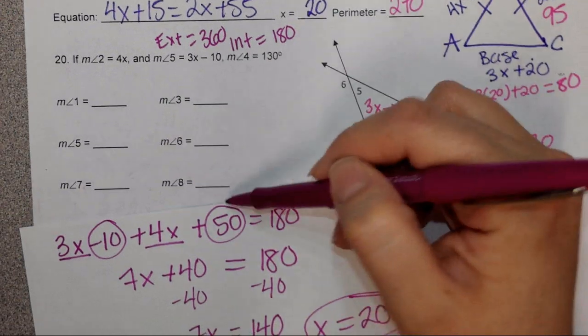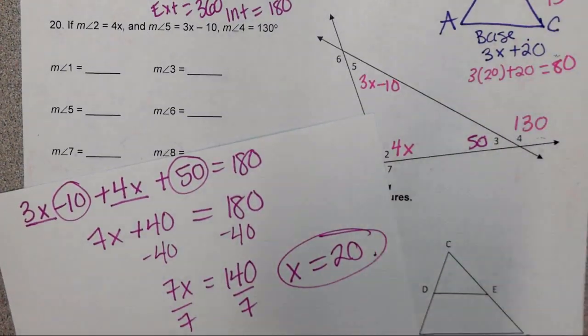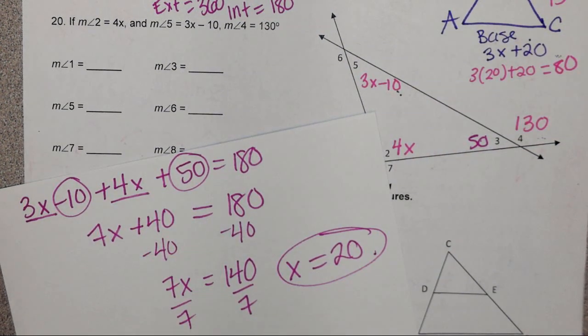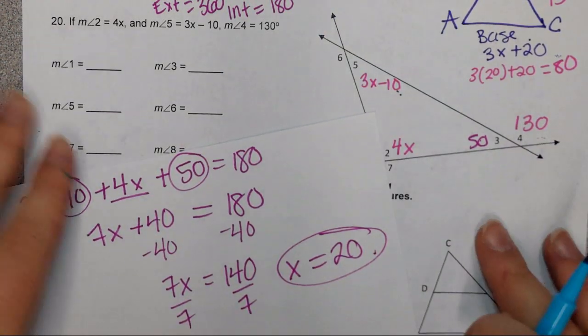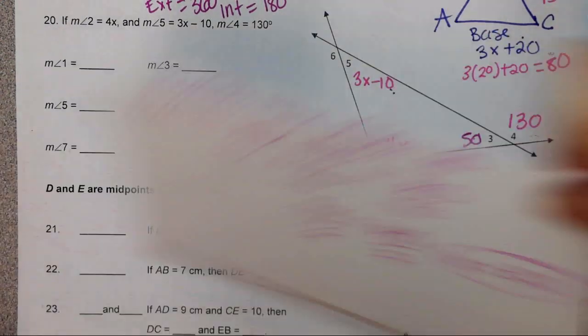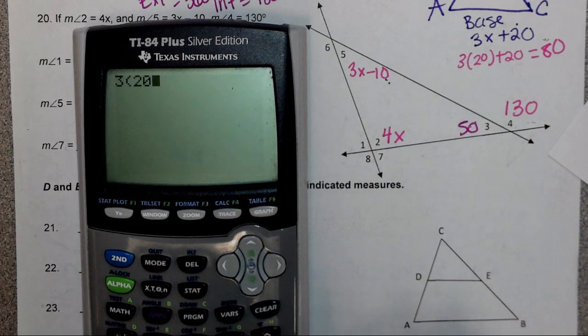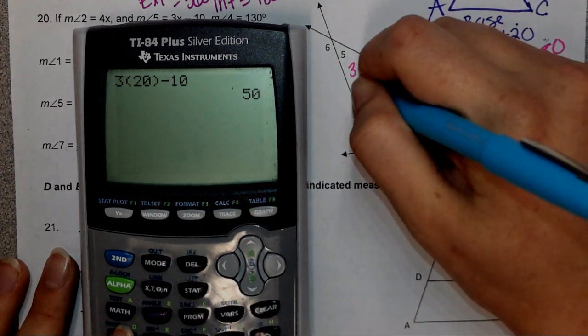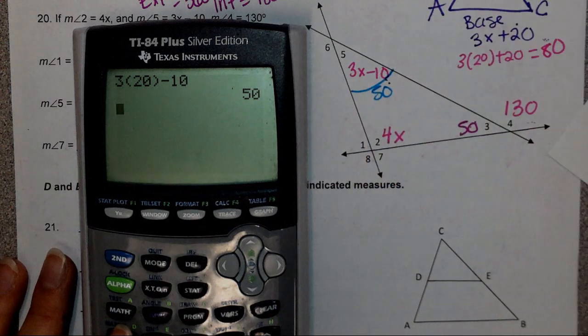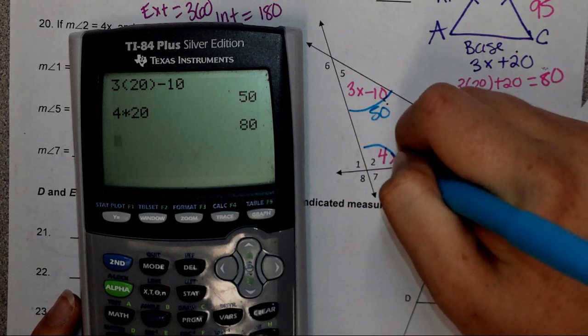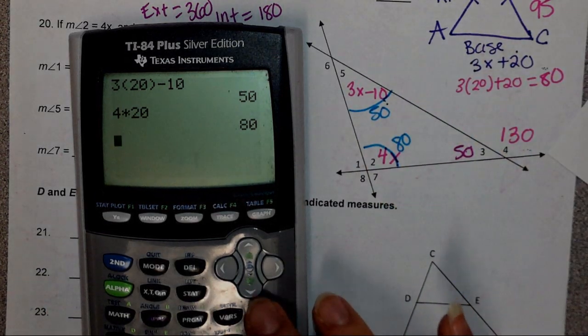Okay, now notice our answer is not asking for what x is equal to. We have to use this information to go get these other angles. Let me just do it actually. Okay, so I don't have a whole lot of room to work, so I'm just going to show you on my calculator. All right, so plugging 20 in, 3 times 20 minus 10 gives us that this angle is 50. Okay, and 4 times 20 gives us that this angle is 80.